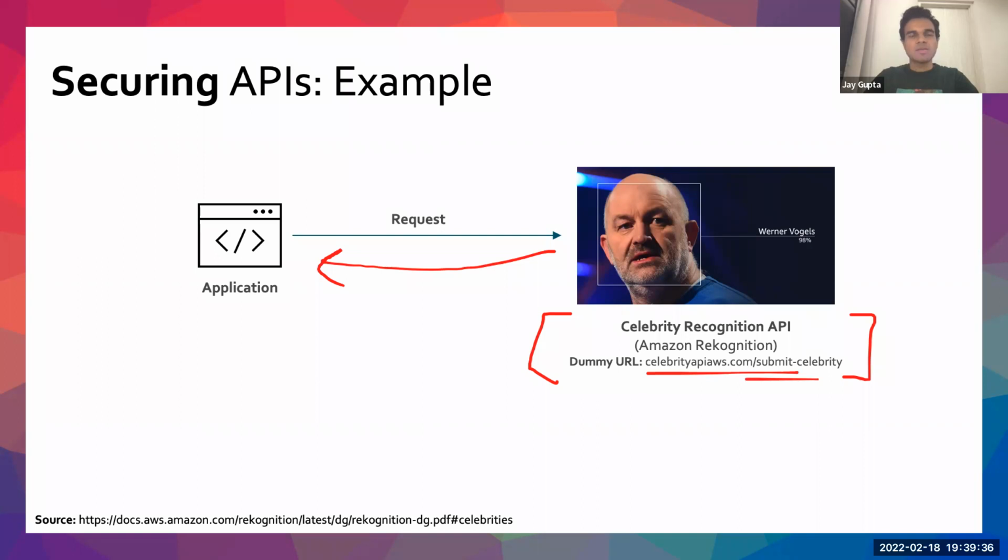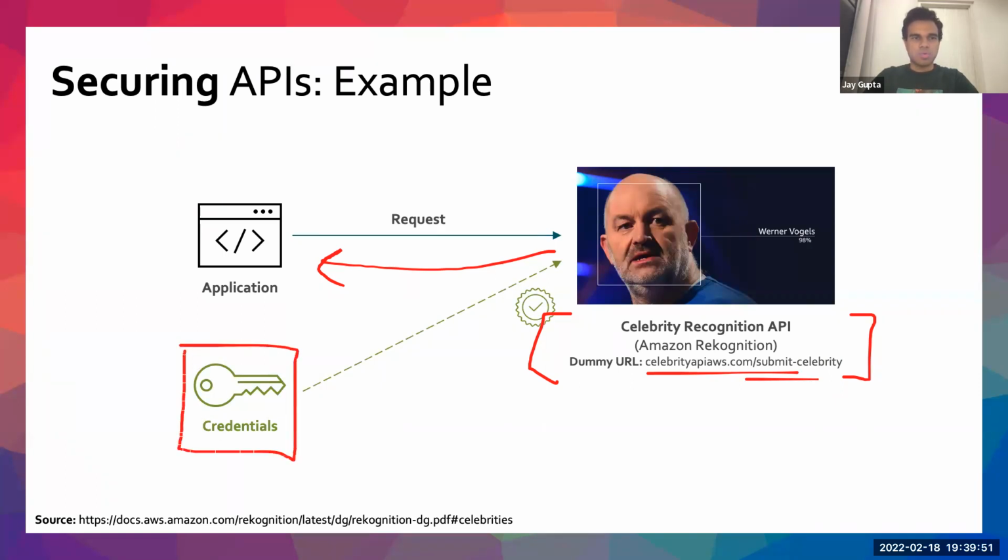Now, why do we need credentials in the first place to begin with, and why do we need to secure the API? So in a typical API use case, we will have a thing called credentials, and we will need to supply these credentials along with the request to access the API. So Amazon doesn't provide us with this API for free. They charge us and they bill us based on the usage.